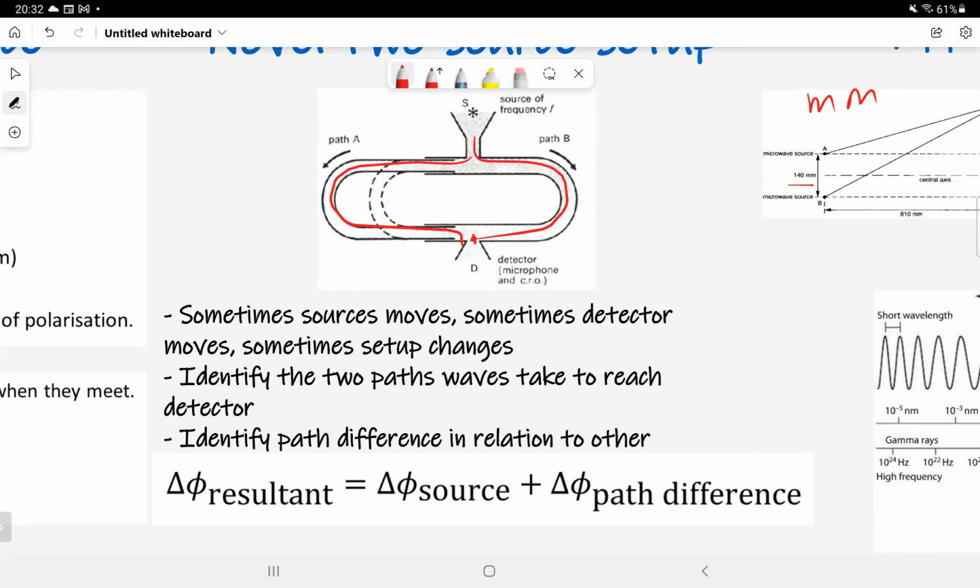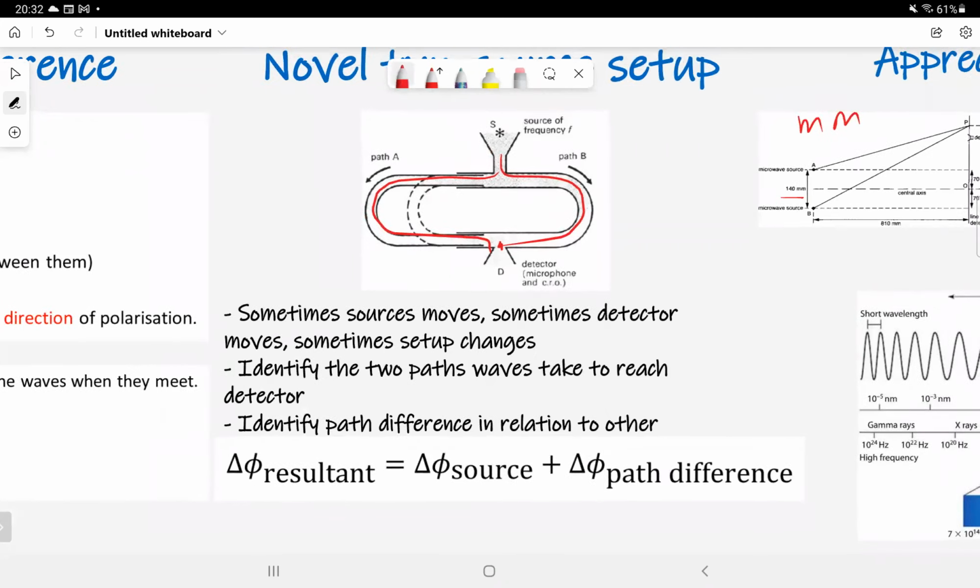You see, same thing applies. And the skill is what? Is to appreciate the setup. Sometimes it's the sources that move. Sometimes it's the detector that moves. Sometimes the setup changes, like this case. So what you want to do is always identify the path, then form the equation relating the path to whatever you are given, and solve whatever you are required to. And in the end, you're bound to use this one.